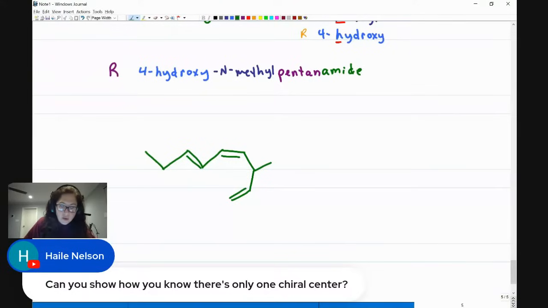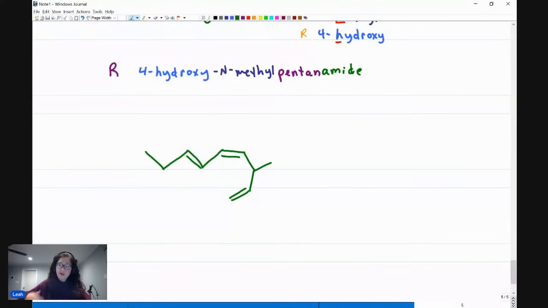Question, can you show how you know there's only one chiral center? I have a practice problem later where we're going to look at that, but ultimately you're trying to identify any stereo center in your molecule and go from there. So in this case, what looks like the parent chain is right here, but we have a junction.